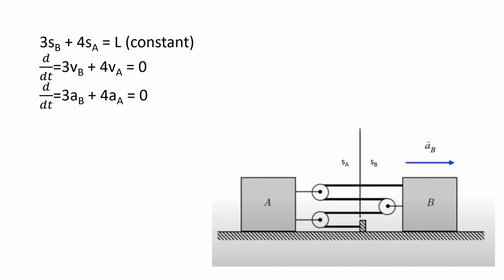And so from this equation, we're actually able to take the derivative with respect to time to derive both the velocity and the acceleration equations. So we get 3 times the velocity of B plus 4 times the velocity of A equals 0, and 3 times the acceleration of B plus 4 times the acceleration of A equals 0.